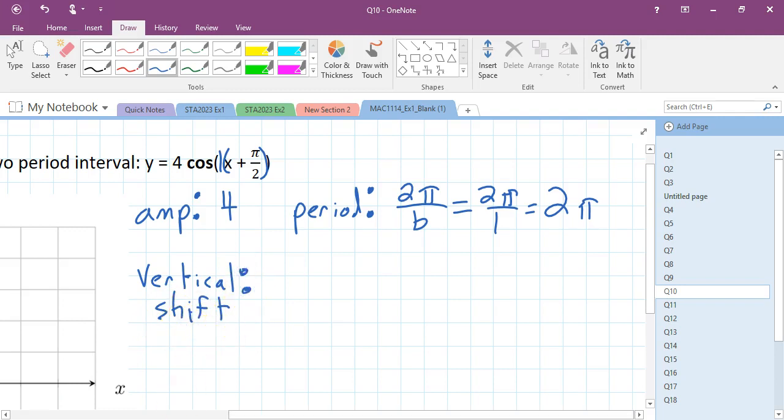And there is none because there's no D. There's no number in front of the 4. Sorry, C. There's no C. That too. There's no C value. So there is no vertical shift. There's no moving up and down. So we know for sure that our graph should go up to a +4 and down to a -4 this time. We know that for sure.